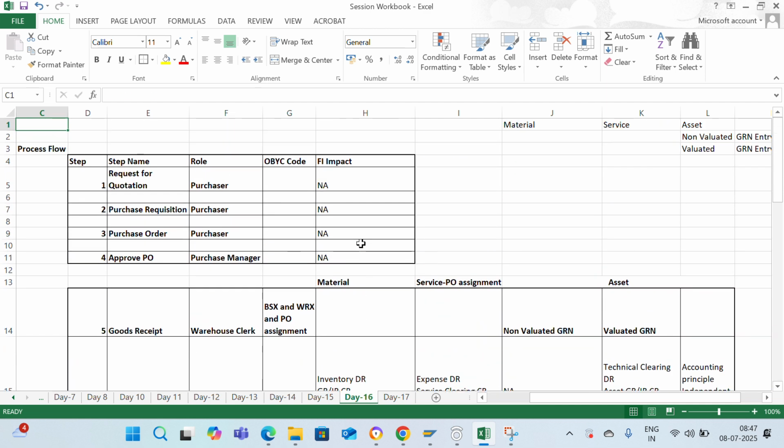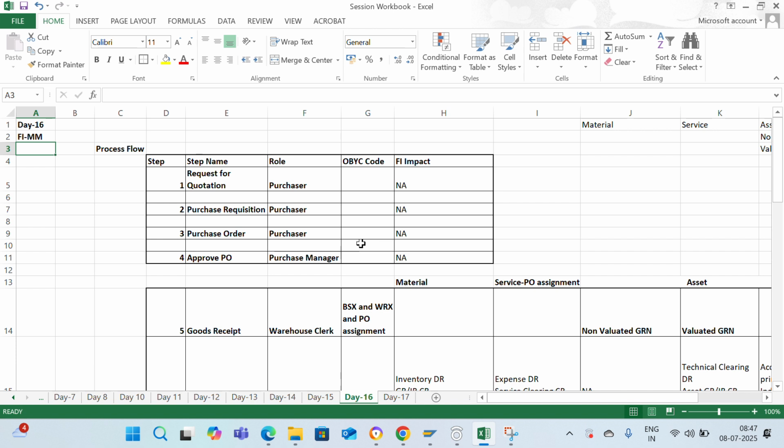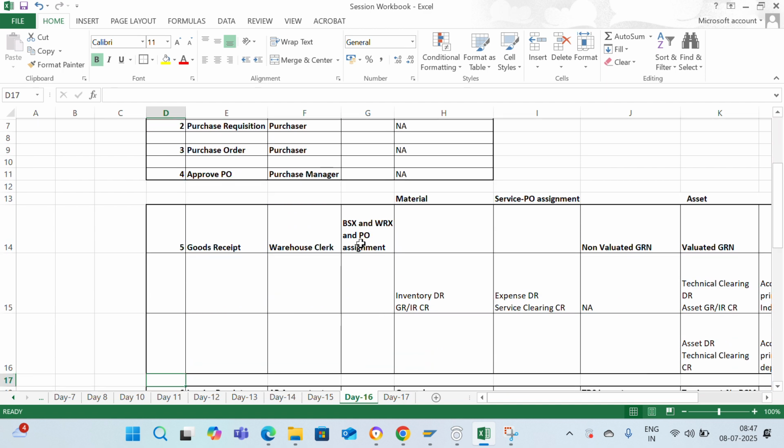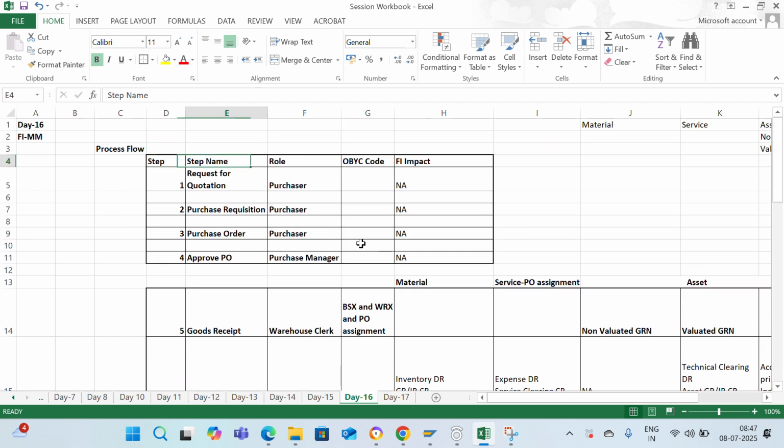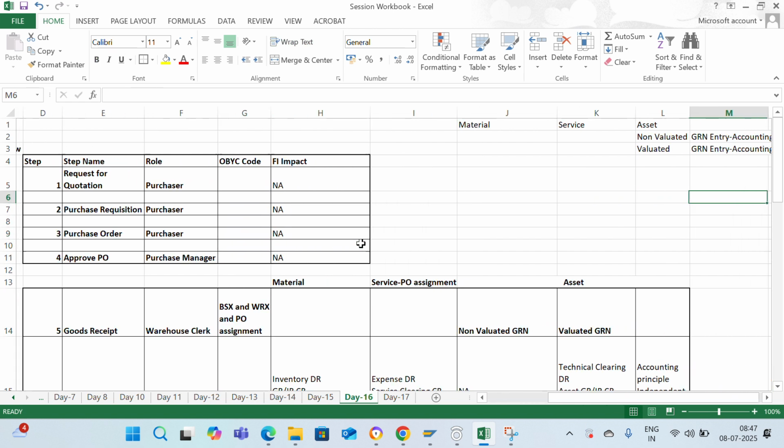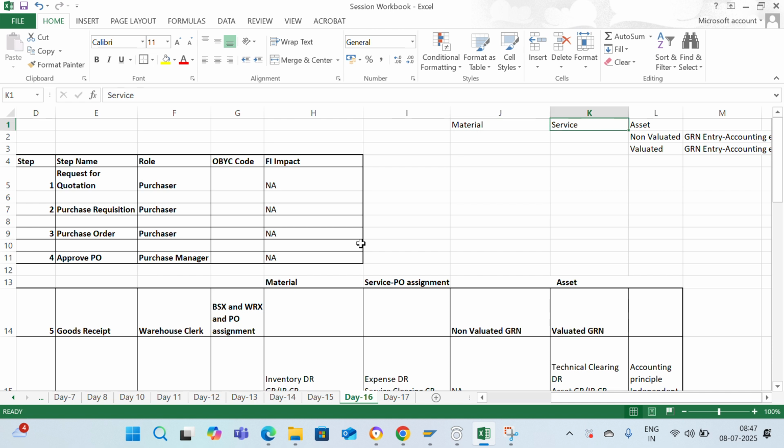So let us quickly revise the whole concept of FI-MM integration or procure to pay cycle or procurement cycle or P2P cycle in short. We understood that there are 6 steps. For the first 4 steps, we do not have any accounting entry, there is no financial impact. For the next 2, there are accounting entries and hence there is a financial impact. We understood the role which should be assigned for performing each of the steps. We understood the OBYC codes, that is BSX and WRX. We understood that PO can be of 3 types. It can be a material PO, service PO or asset PO. Within asset, it may be valuated or non-valuated.